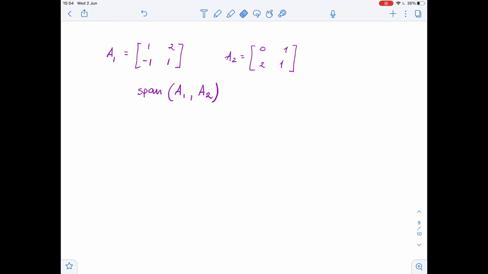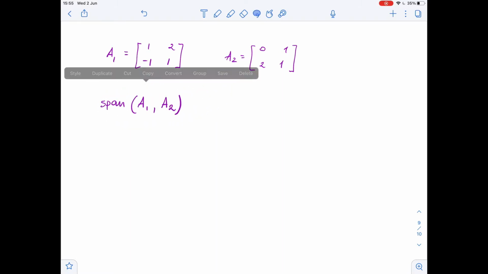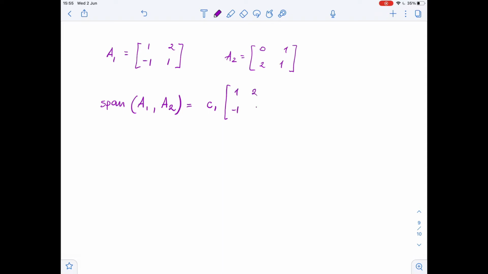We have two matrices, A1 and A2, and we need to find the span of these matrices. So let's write down: the span of A1 and A2 is equal to C1, where C1 is some scalar number, multiplied by matrix A1, which is 1, 2, negative 1, 1, plus C2, where C2 is also some scalar number, multiplied by matrix A2, which is 0, 1, 2, 1.